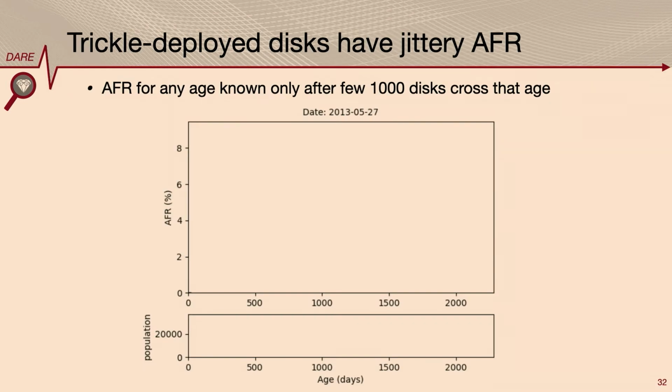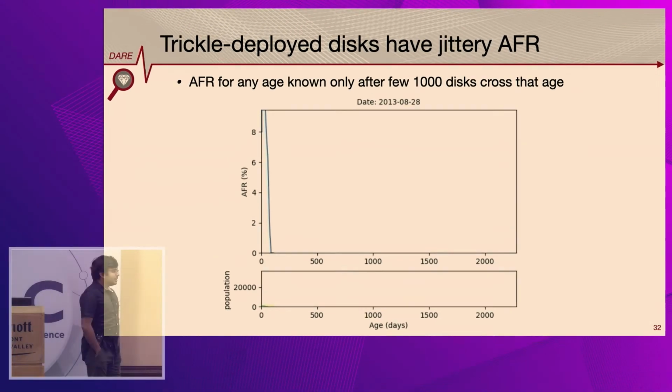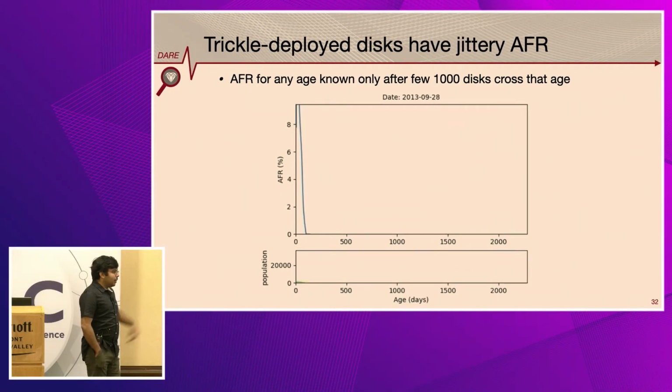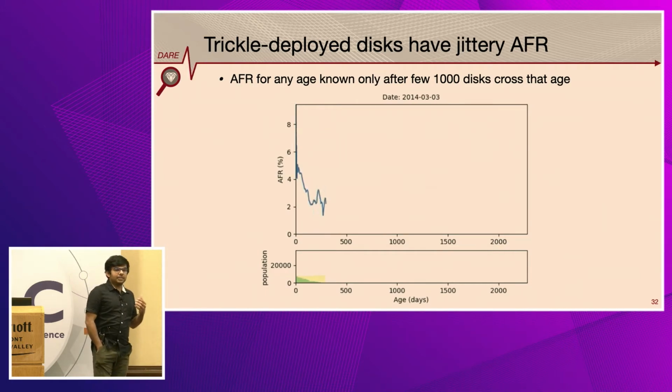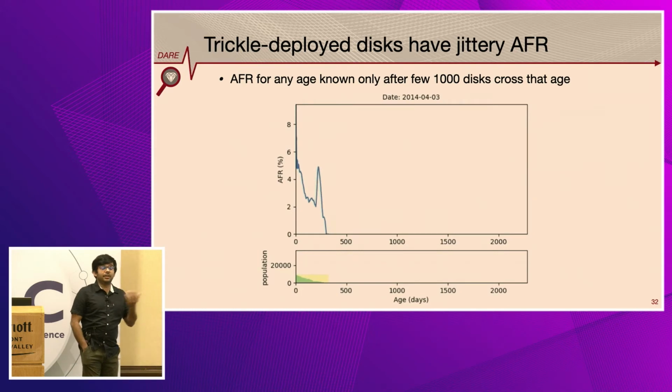Okay, so let's look at what happens with a trickle deployment and when we want to understand the AFR. So in this video, what you're seeing is at the bottom rectangle, you're seeing the disk population slowly growing over time. And in the top square, what you're seeing is the AFR curve of that disk population as the disks are being trickled in.